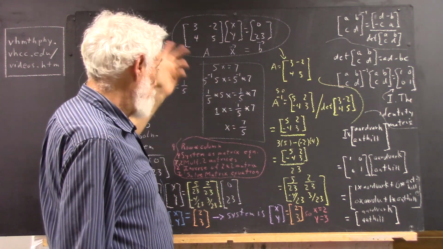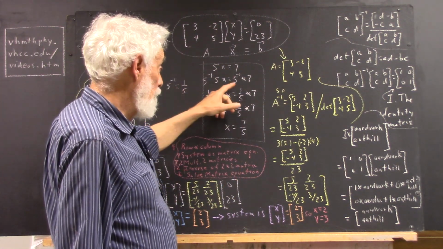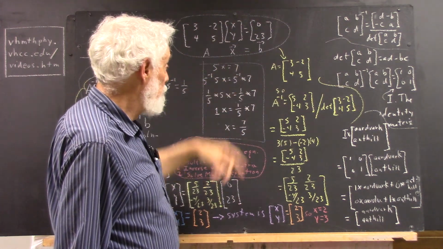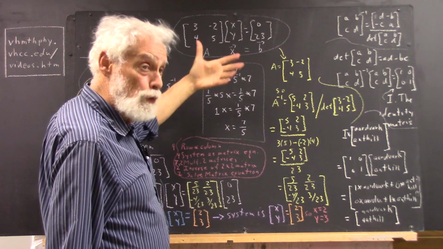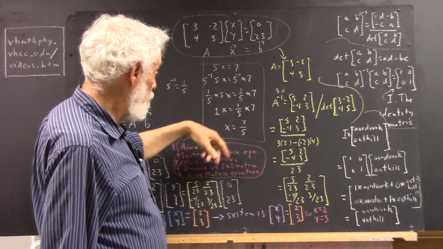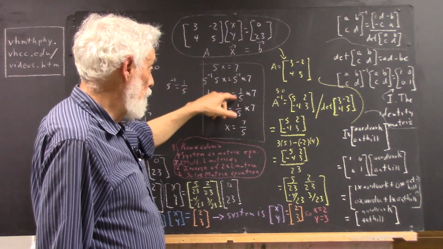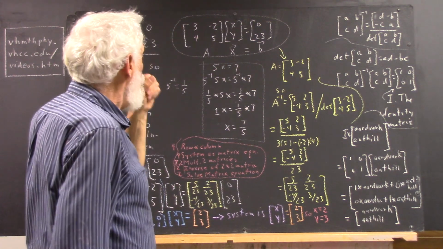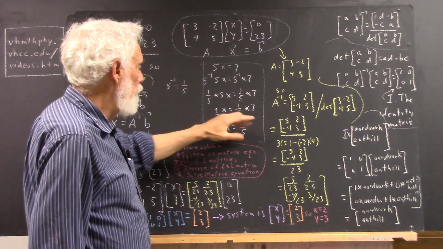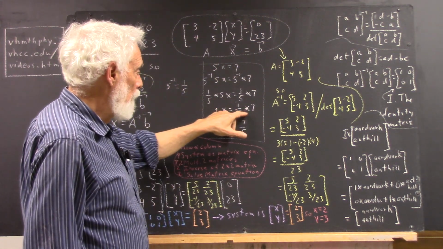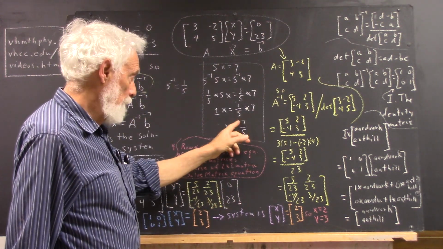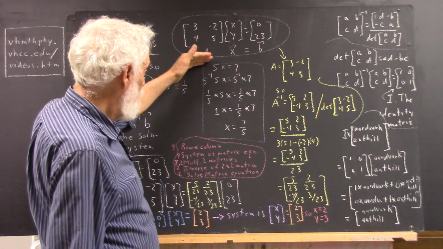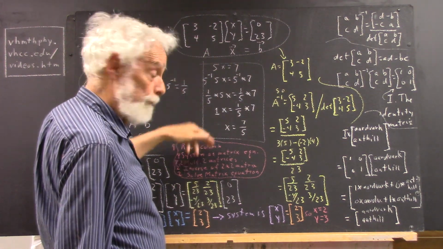If I do 5 inverse times this side, I'd better do 5 inverse times this side. And 5 inverse, when you're talking about numbers, multiplicative inverse, is 1/5. So I get 1/5 times 7. All the way down to here, I continue writing this 1/5 times 7. And finally at the end I relent and do that multiplication, I get 7/5. Well, you should understand every step of this.